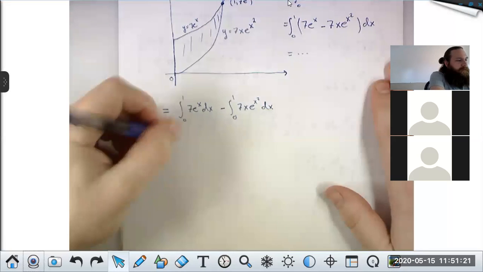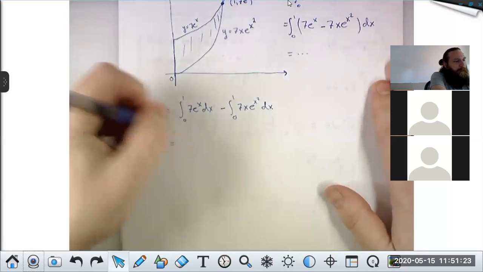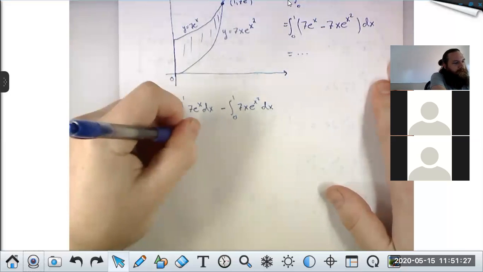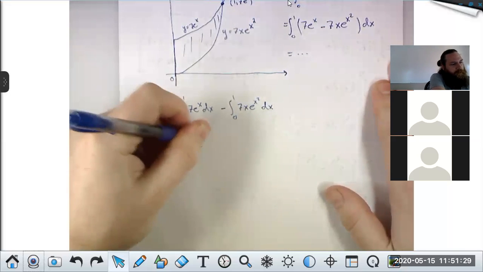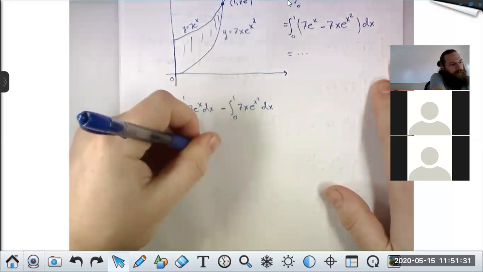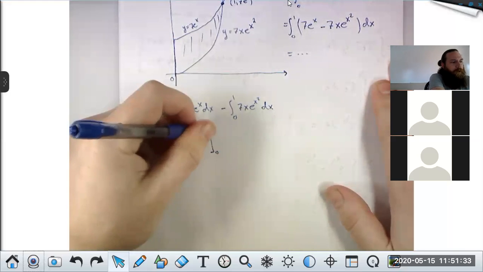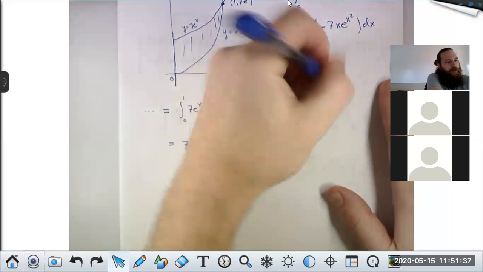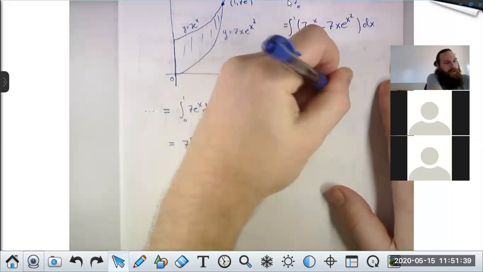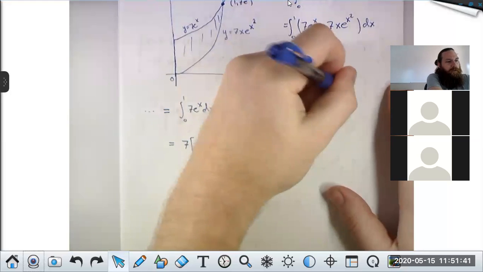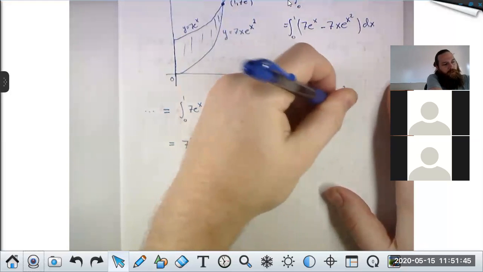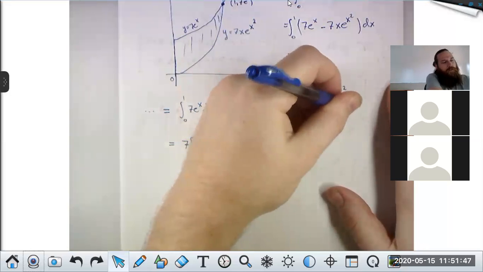The first piece is, like I said, simple. The 7 pops out, and then your antiderivative for e to the x is just e to the x, and that will be evaluated from 0 to 1. The second piece, I'm going to make a substitution. I'm going to let z be x squared. And then dz is 2x dx.